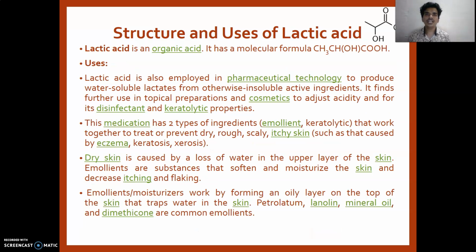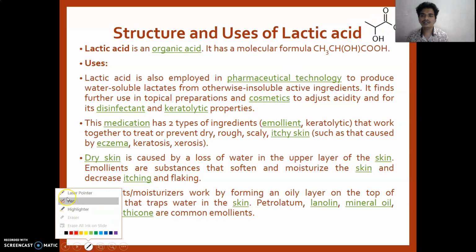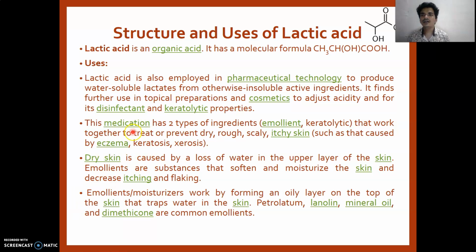Then structure and uses of lactic acid. So lactic acid is an organic acid, and its molecular formula is CH3CH(OH)COOH. It is a common structure, here. Then there is another thing related with this, the uses of this lactic acid.